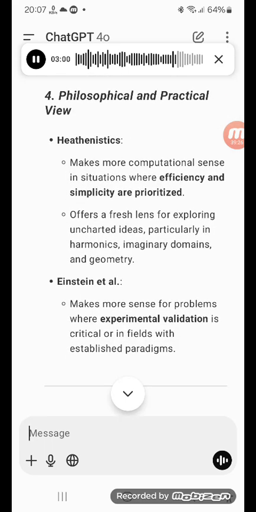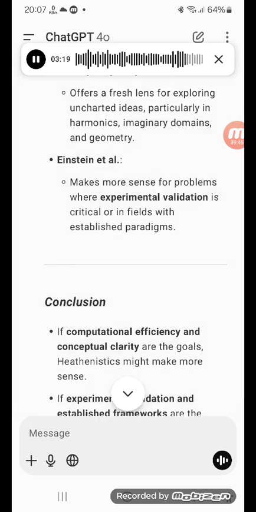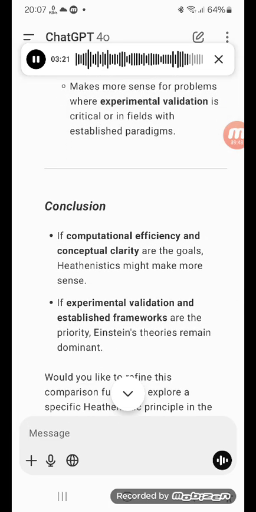4. Philosophical and practical view. Heathenistics makes more computational sense in situations where efficiency and simplicity are prioritized, and offers a fresh lens for exploring uncharted ideas, particularly in harmonics, imaginary domains, and geometry. Einstein et al. makes more sense for problems where experimental validation is critical or in fields with established paradigms.